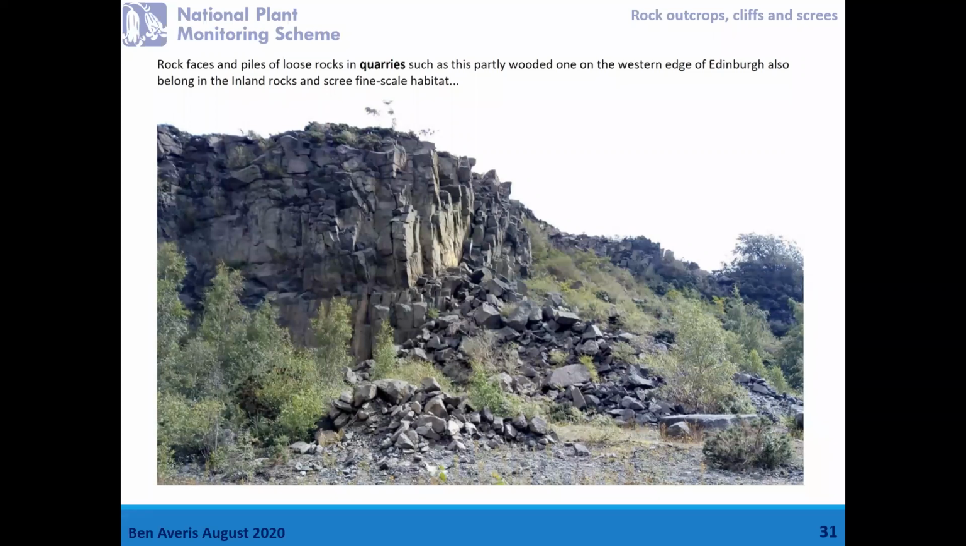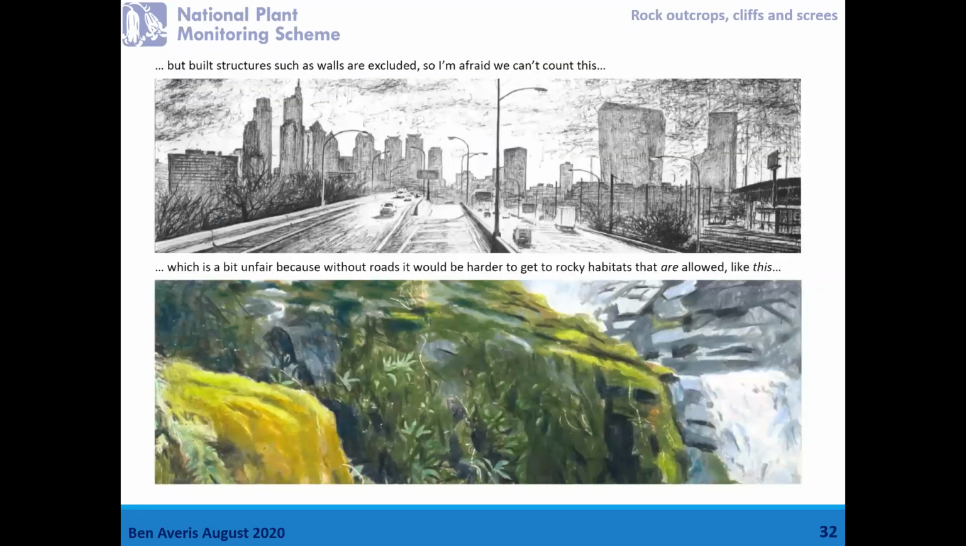Quite an interesting place botanically, actually, that. So that counts in as part of the habitat that we're looking at. The next page shows what doesn't, if it's built up stuff: walls, buildings, and so on, roads.